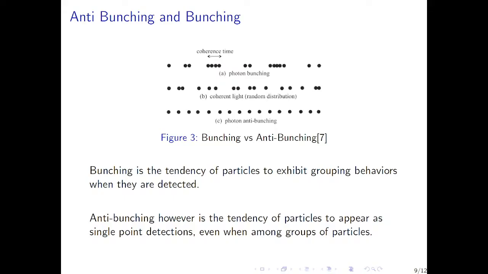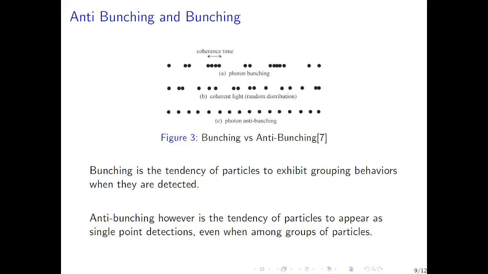The last signature that I would like to talk about today is anti-bunching. As you can see in this figure here, this one kind of talks about photons and the different distributions that they can have during detection. Most common is coherent light. This is what you typically see, just a random distribution of light when you have a bunch of light going onto a detector system. But photons can actually exhibit this thing called bunching.